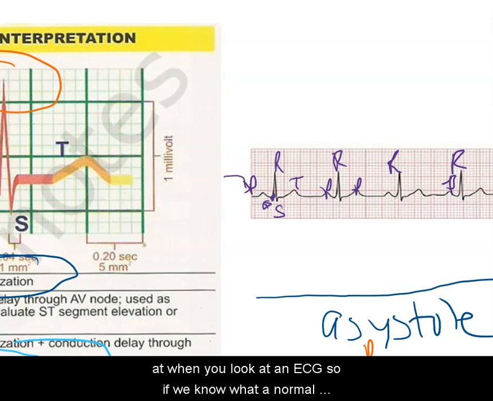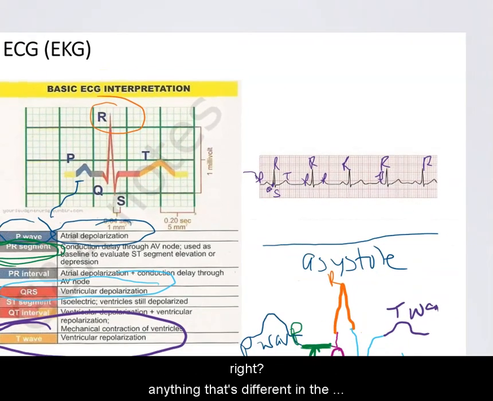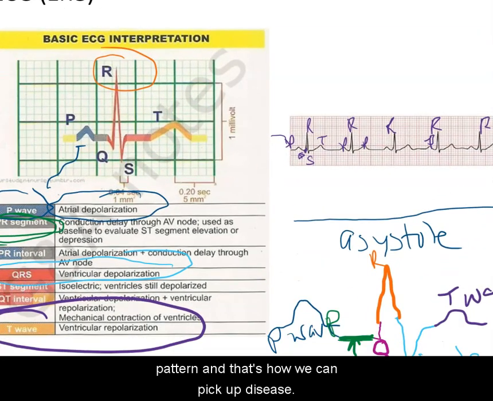And this is what we're looking at when we look at an ECG. So if we know what a normal one looks like, then we can look for abnormal ones, right? Anything that's different in the pattern, and that's how we can pick up disease.